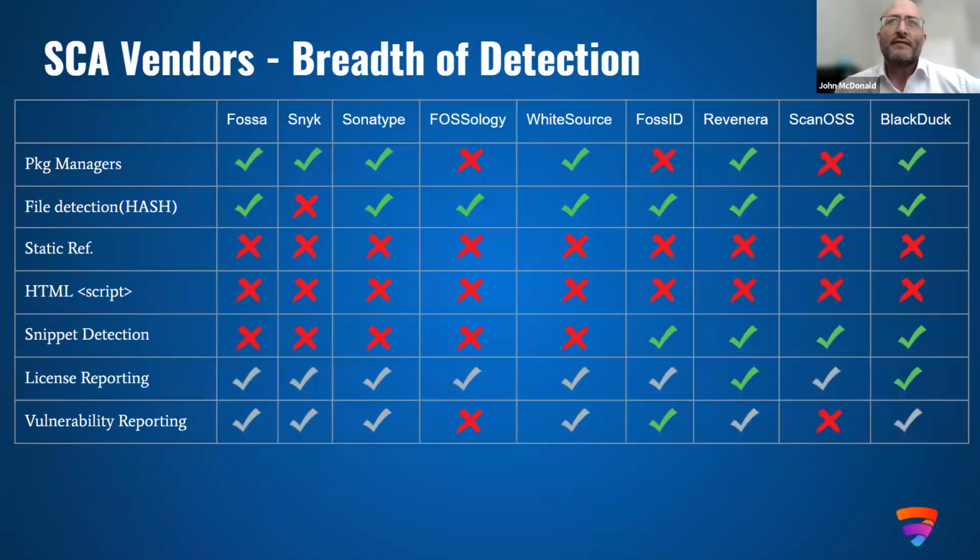Here's a quick reference of the detection and reporting capabilities of the vendors we just spoke about. The gray X's represent supporting these capabilities, but only within the confines of their detection capabilities. This quick reference makes it immediately clear that most SCA vendors are ignoring a lot of open source.